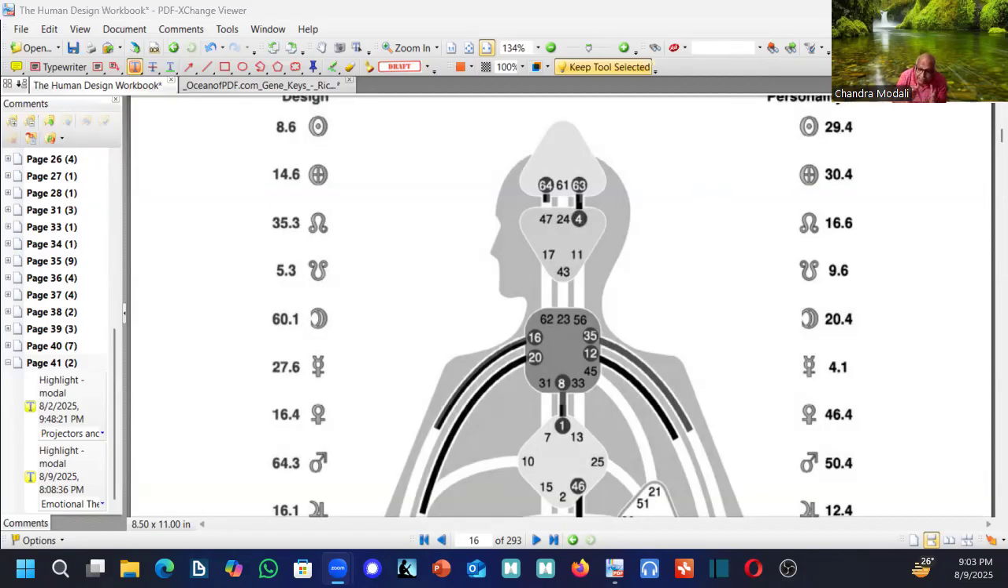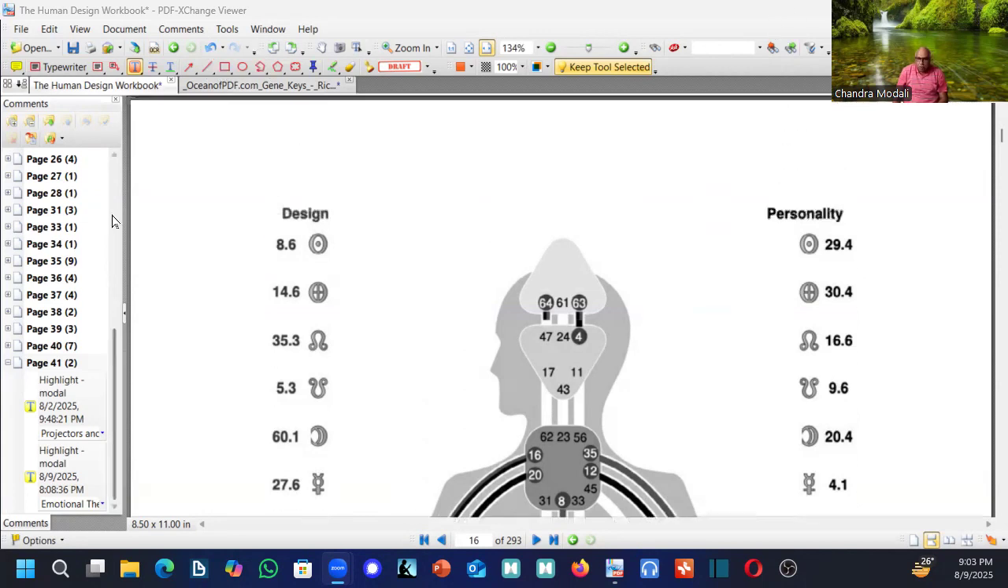And these gates, collectively, help us understand ourselves at a macrocosmic level as well as a microcosmic level. We are able to define ourselves and get to know ourselves better than what we currently know. So what he has done is he has broken down our chart into design, the purpose with which you are born, and personality, what we are making out of it.